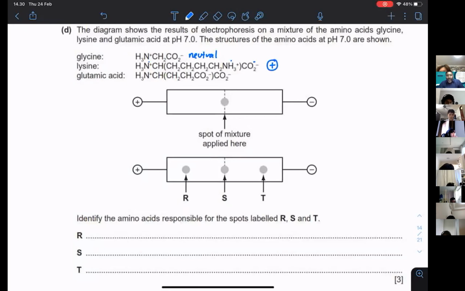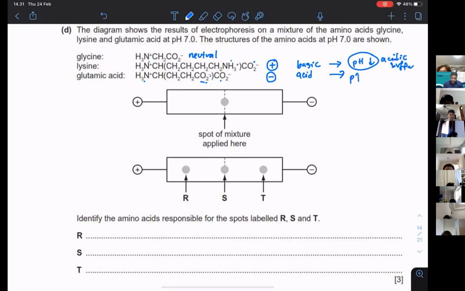The presence of an extra NH2 tells you that it is basic. This one is a zwitterion, and the moment I see it, there is an extra carboxylic acid group, so it means it is going to be negatively charged, so it is acidic. Why is this important? Because it determines what kind of buffer you use. For this one, the buffer is going to be an acidic buffer, so the pH must be lower. And for this one, you must use the higher pH, which is the basic buffer.